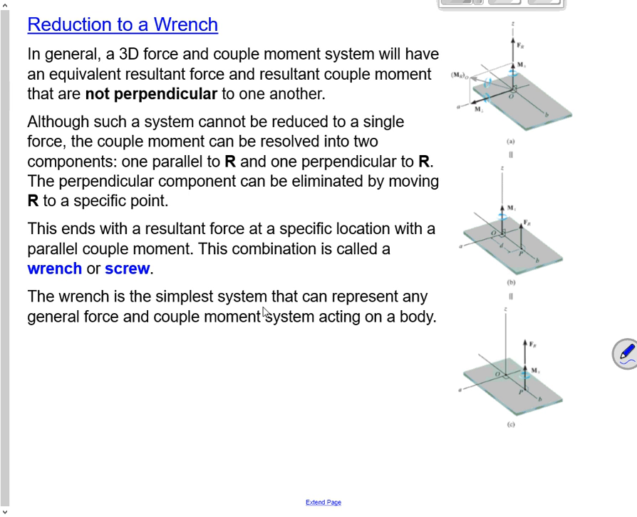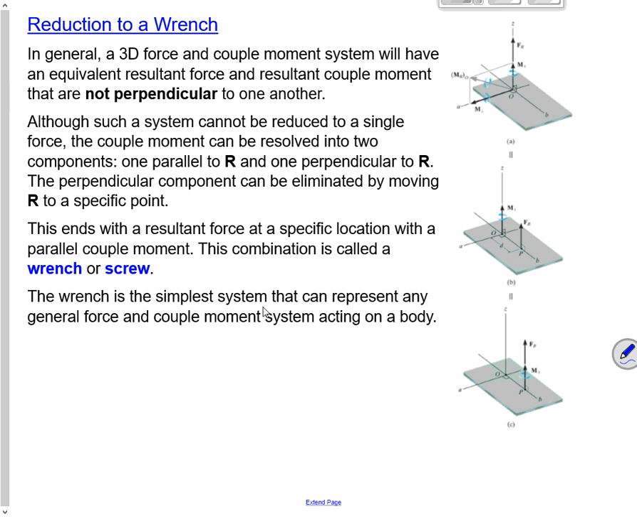And the last thing I can do is what's called reduction to a wrench. And this is just putting everything together. I add up all the forces, so I get a resultant force. I calculated all the moments and found the moment about some point O. So I applied this resultant moment and the resultant force at O. But then I take that resultant moment and I break that moment up into two parts. One that's parallel to the resultant force and one that's perpendicular to the resultant force.